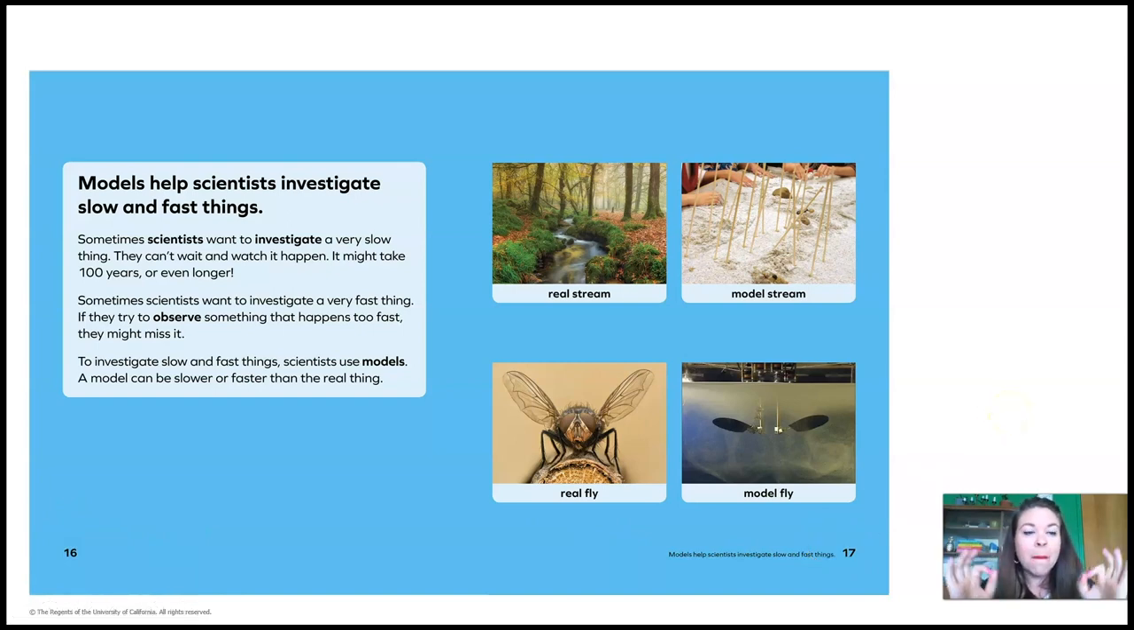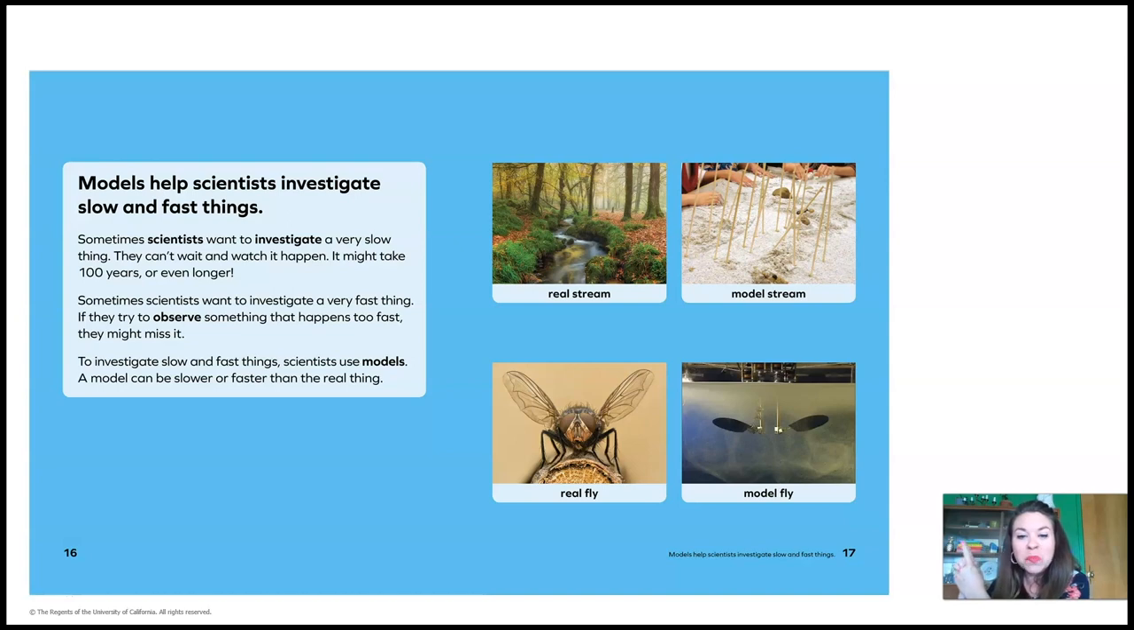Listen, models help scientists investigate slow and fast things. Sometimes scientists want to investigate a very slow thing. They can't wait and watch it happen. It might take 100 years or even longer. Sometimes scientists want to investigate a very fast thing. If they try to observe something that happens too fast, they might miss it. To investigate slow and fast things, scientists use models. A model can be slower or faster than the real thing.